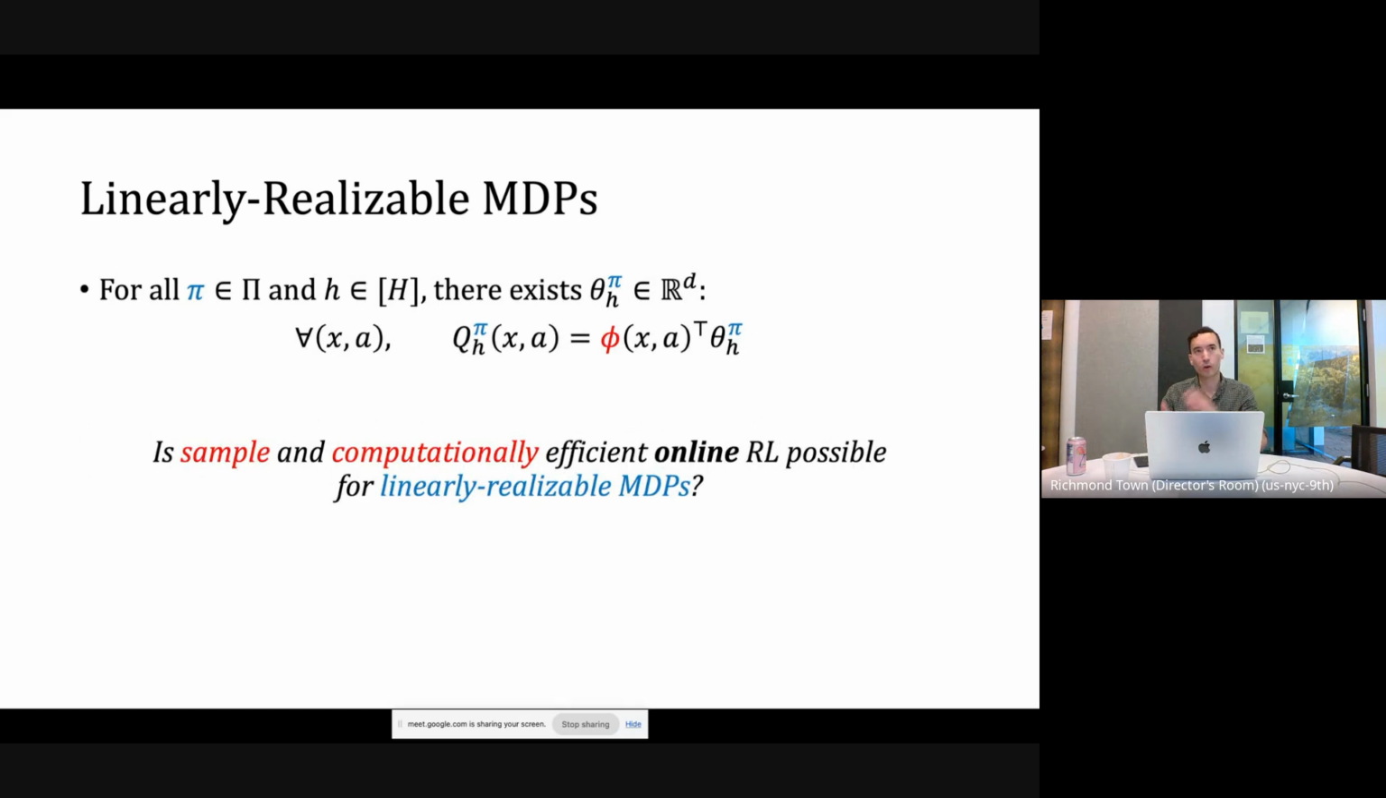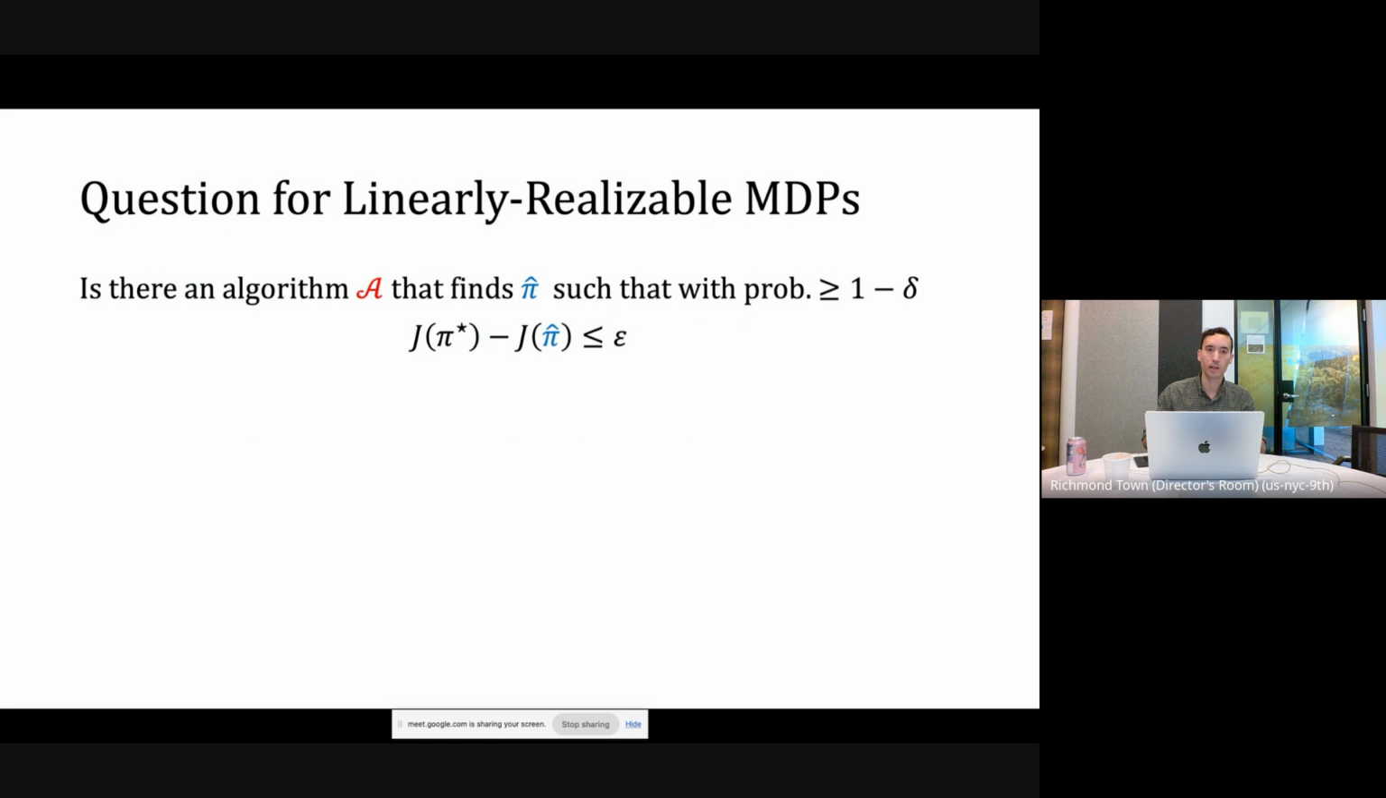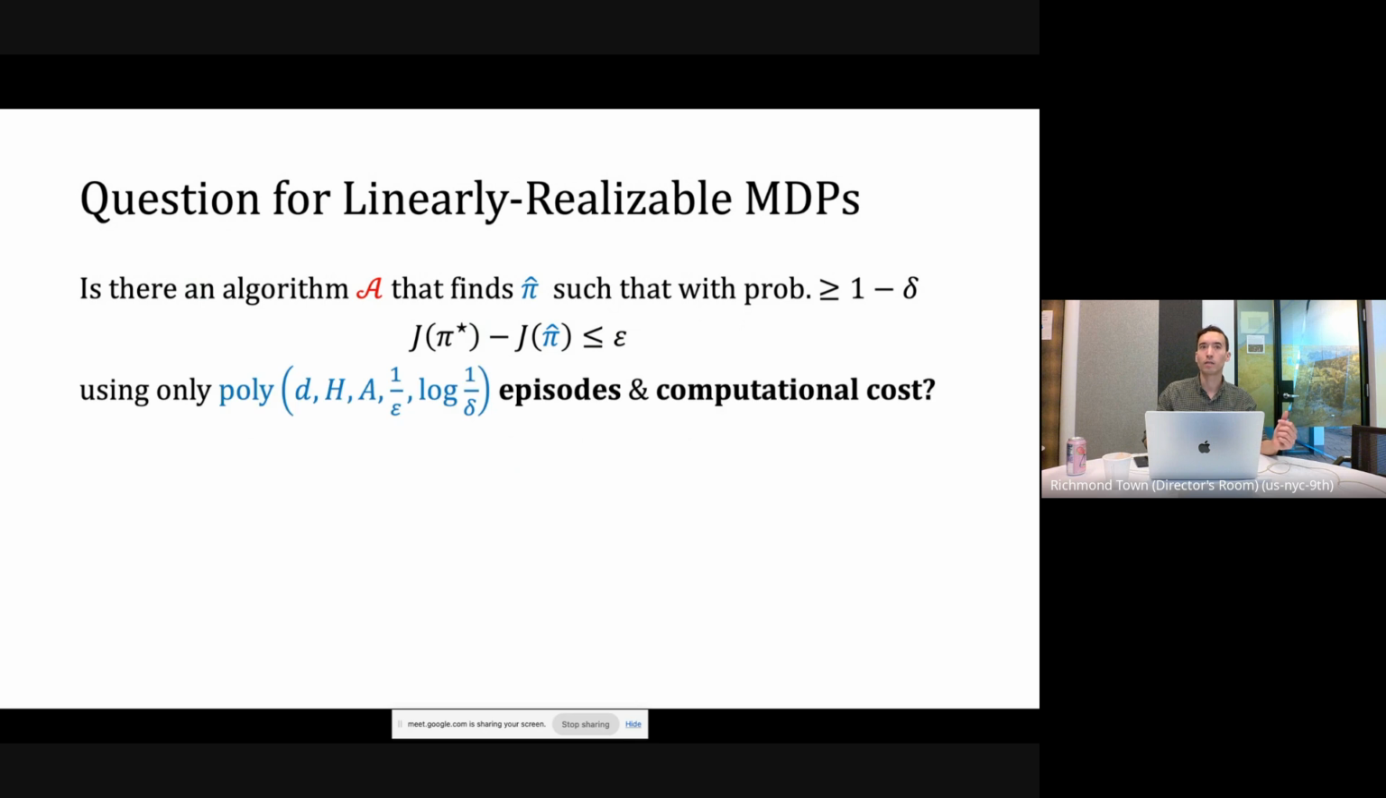Focusing on these linearly realizable MDPs, I'm interested in whether we can have an algorithm that is sample and computationally efficient under online access to the MDP. More precisely, the question is, does there exist an algorithm A that can find a policy pi hat such that with high enough probability, this pi hat would be epsilon optimal, and the algorithm would only need to use a number of episodes and computational cost that is polynomial in all the relevant parameters of the problem. In particular, we don't want to depend on the size of the state space. We only depend on the dimension of the feature map, but not the size of the state space. So the state space here can be infinite.